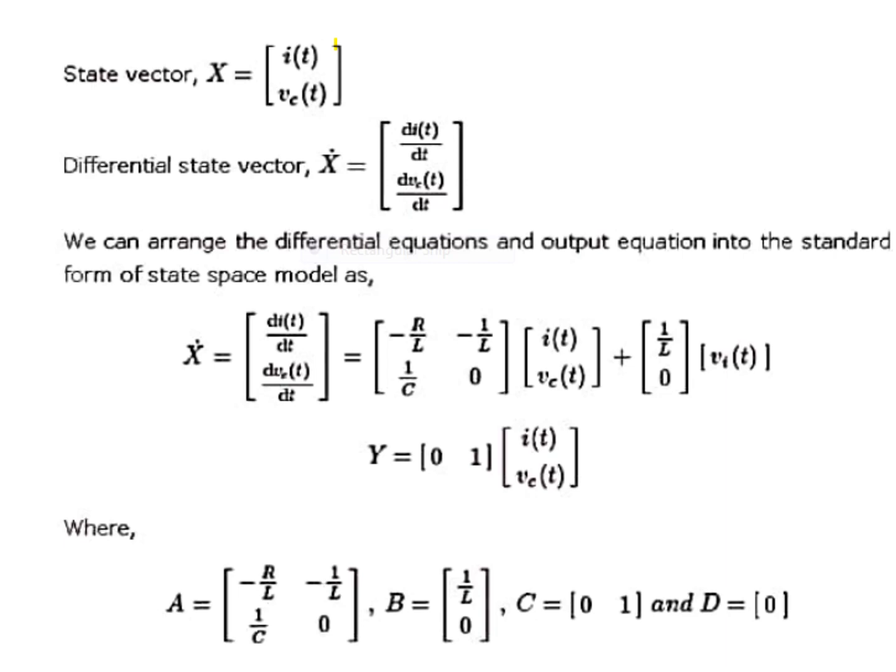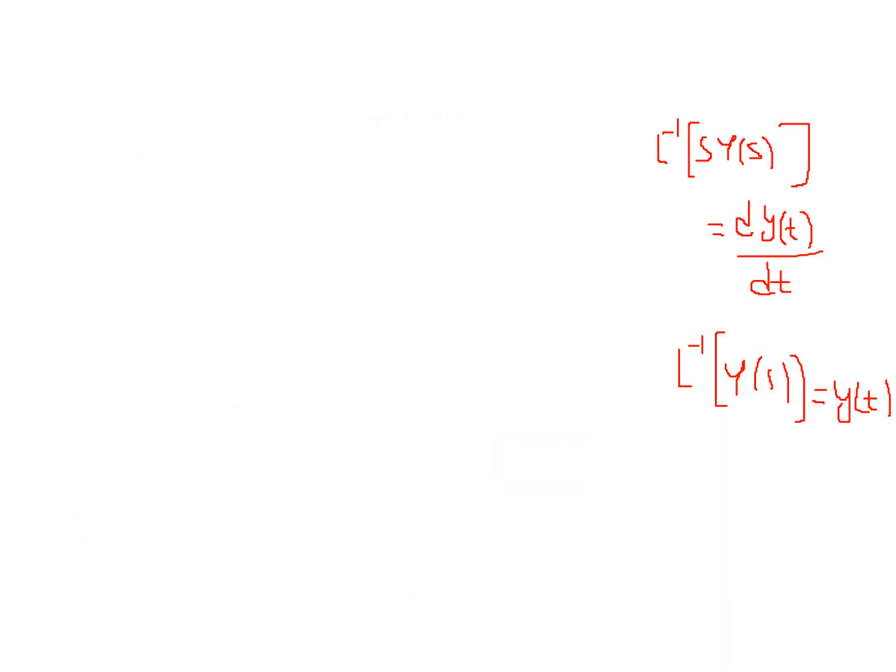From the first equation, this is the matrix A and this is the matrix B. Similarly, from the output equation, that is vc of t, we are getting y equal to [0 1] matrix into [i(t) vc(t)]. By comparing all those things, we get the matrices A, B, C, D, and these form the state model for the given electrical system.